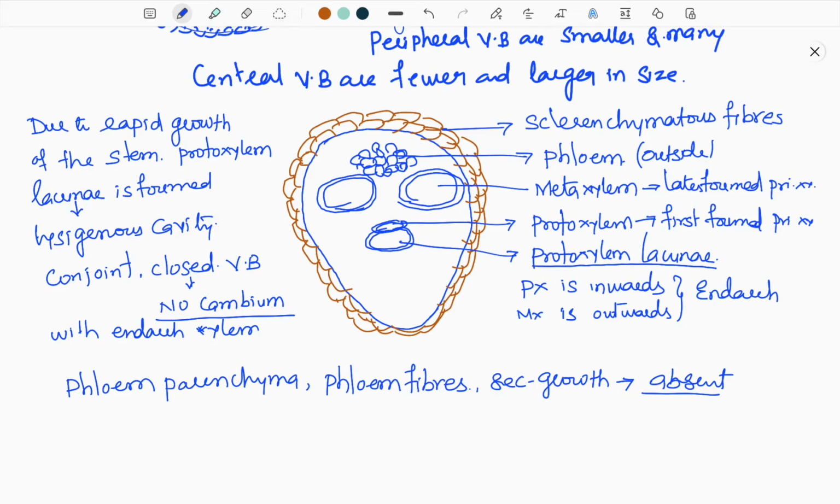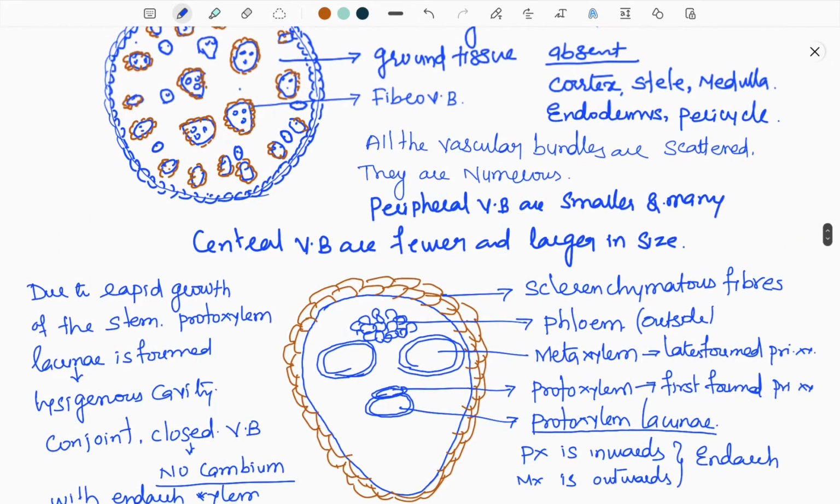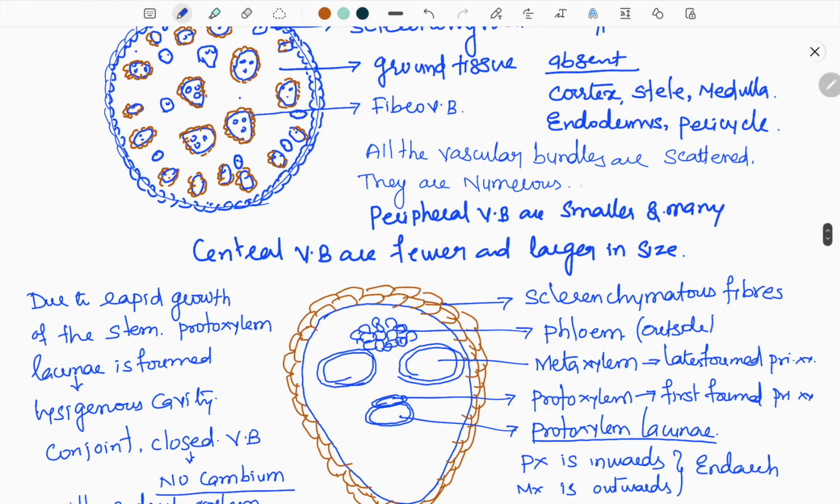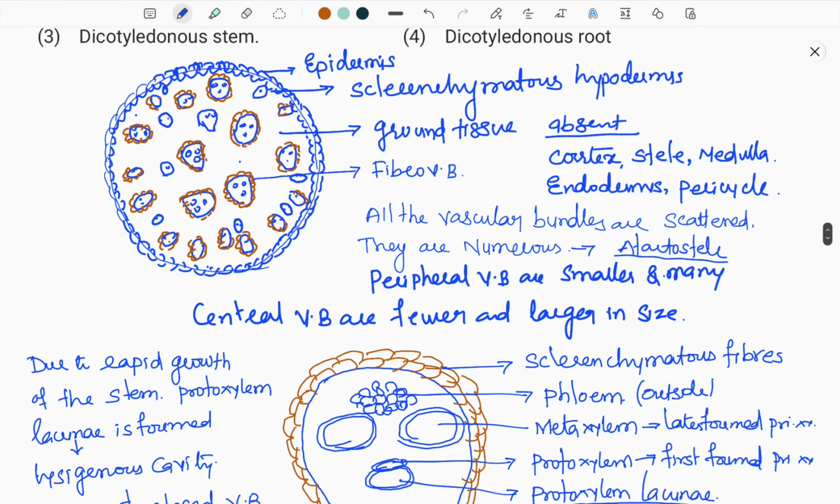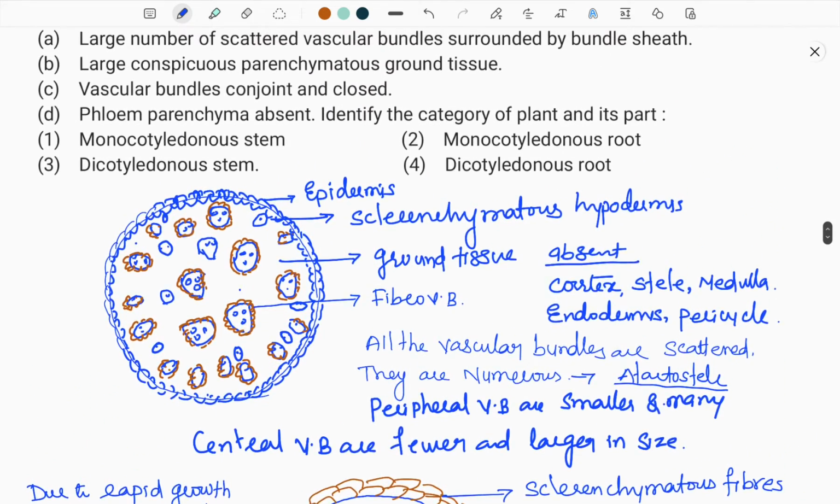And as scattered numerous vascular bundles are present in the monocot stem, it is called atactostele. In the case of the dicot stem, we call it eustele. Eustele means true stele. In the case of the monocot stem, we call it atactostele. So this is the explanation of the monocot stem. Now let us see the question here.